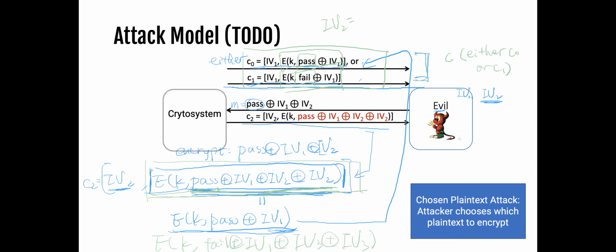The question: can you explain how Evil knows which ciphertext is being used first, based on what the crypto system sends back to Evil? I guess what you mean is the plain text, right? Evil receives the ciphertext, but Evil doesn't know which plain text was used, either pass or fail. This is exactly what this attack model is trying to achieve: Evil attacks this model in order to know which exact plain text the crypto system used to encrypt.